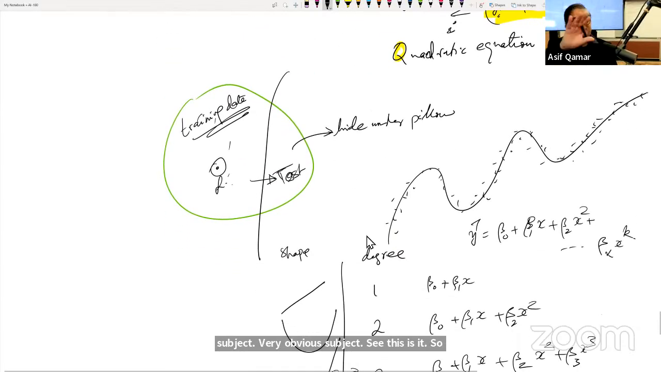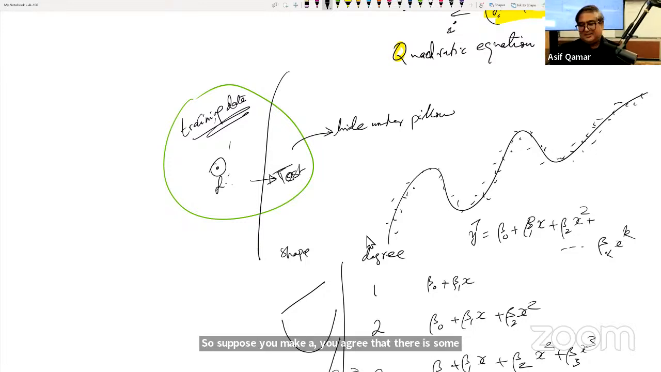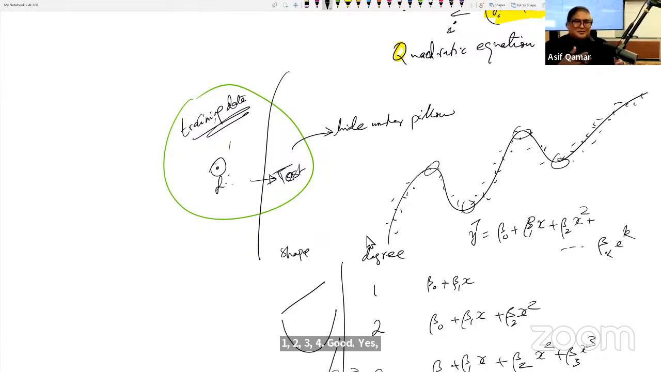One question. Before you go there, let me finish the thought because people are waiting for it. So suppose you make a curve. You agree that there is some polynomial degree that will fit it, right? Let's say, how many bends are there? 1, 2, 3, 4, 5. Where's the 5th bend? Oh, so a polynomial of degree 5. That could be a good way of fitting it, approximately.